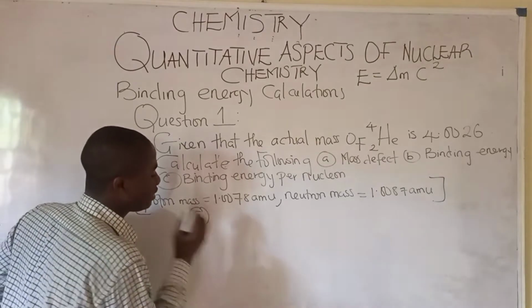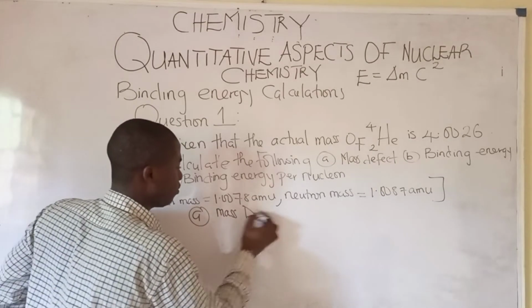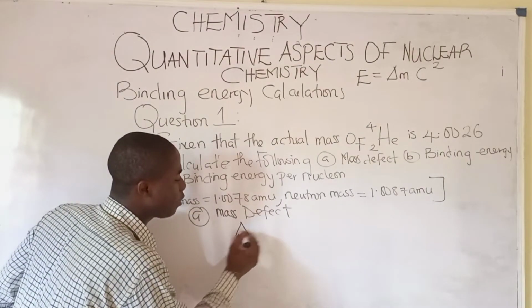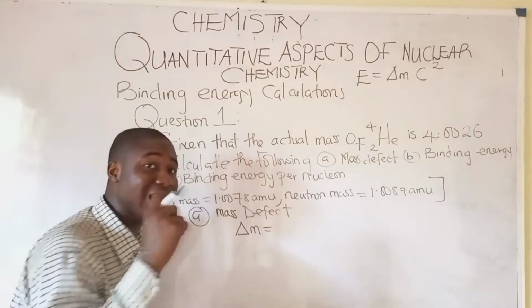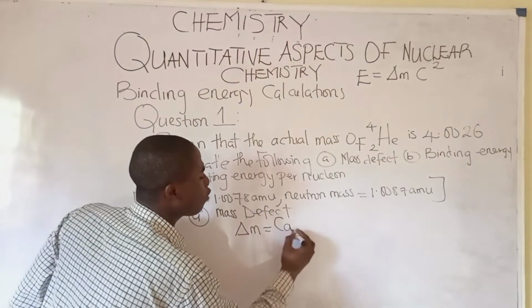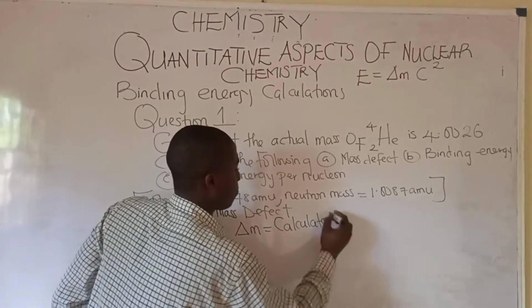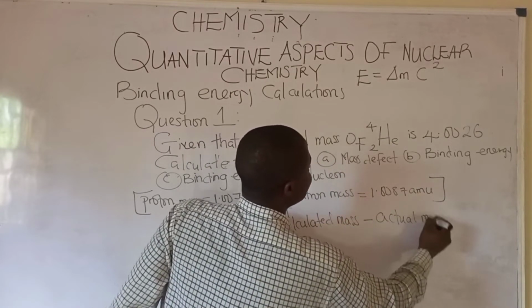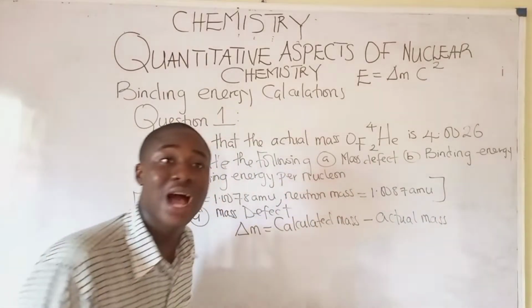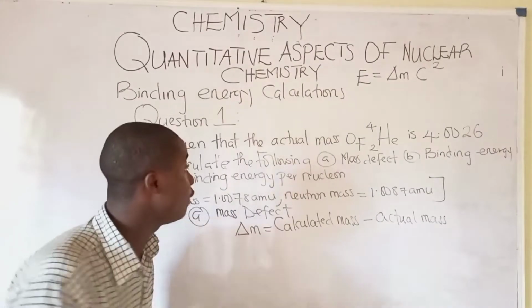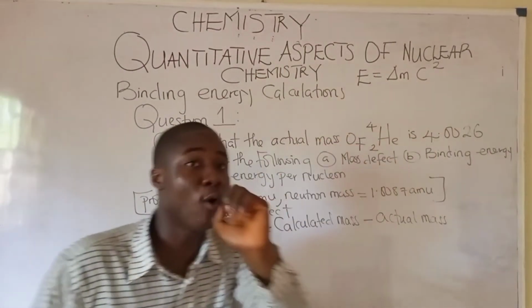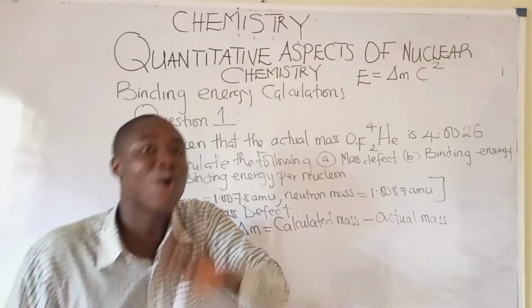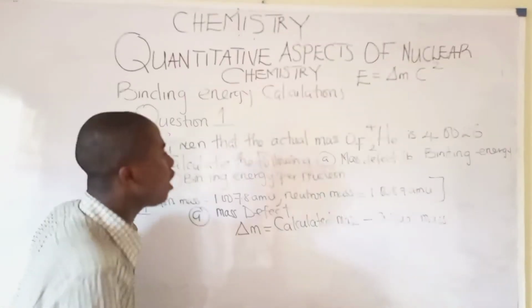Now, for A, mass defect. It is very easy. To calculate mass defect, we simply say delta M. Now, mass defect has a formula, and it is calculated mass minus actual mass. Now, if you check the question carefully, you can see they gave us the actual mass for the helium atom. So what we have to do now is to solve for the calculated mass. So how do we do that?